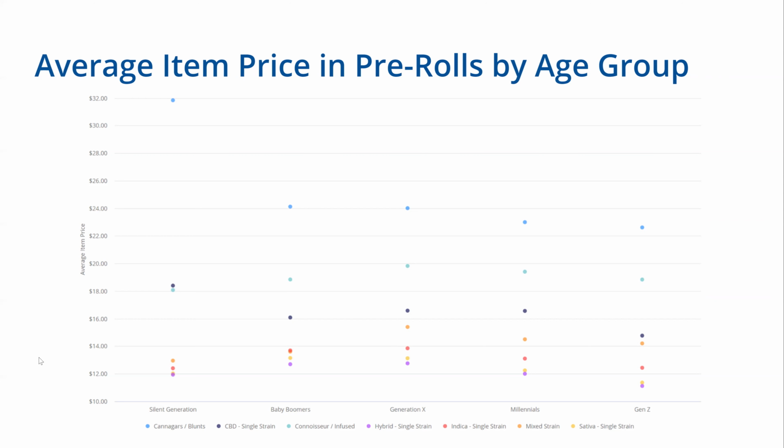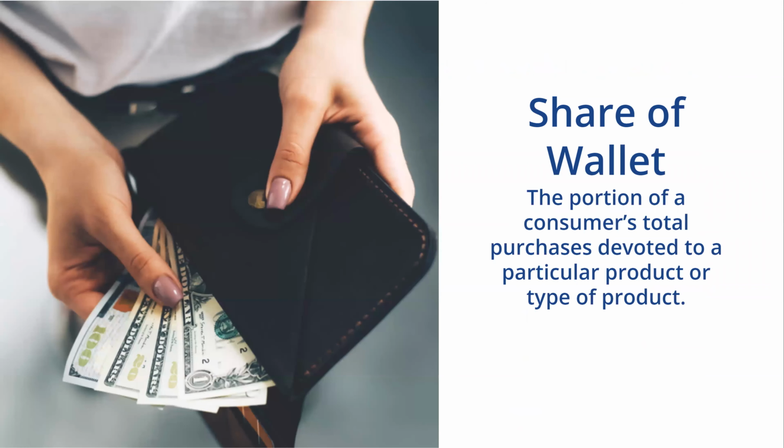Okay, so now that we've covered the specific nuances of customers purchasing products in the pre-roll category, we'll move into the next, examining cross-category purchasing behaviors by customer group. And with that, I will hand it over to my friend Cassie.